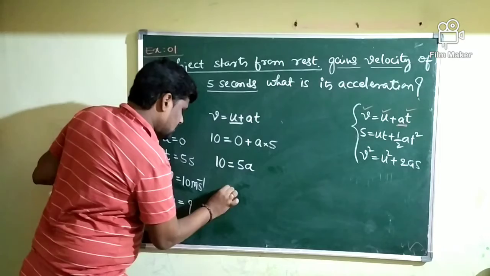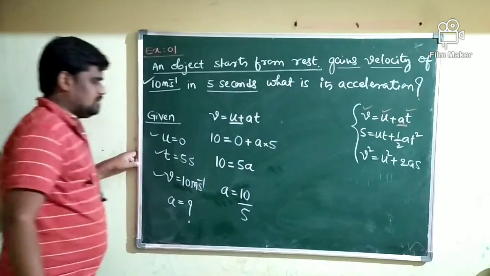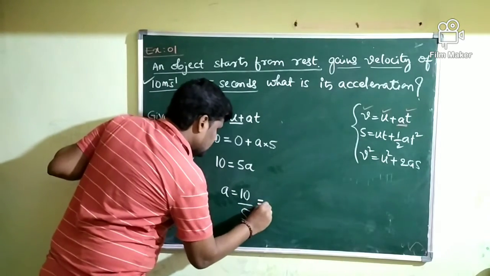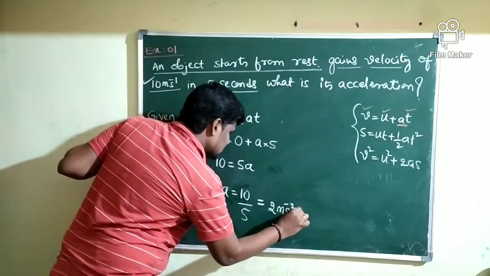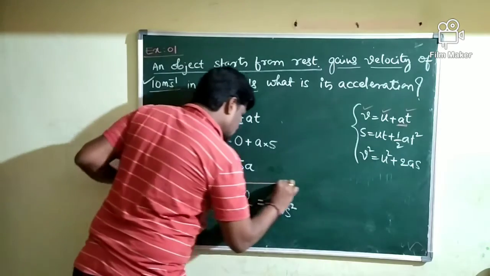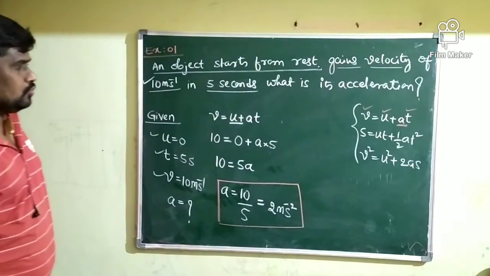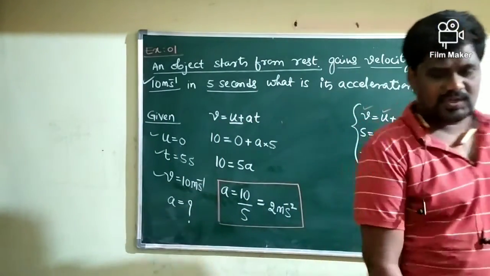Then what is a here? a is equal to 10 divided by 5. What is 10 divided by 5? 10 divided by 5 is 2 meter per second square. What is the value of acceleration here? The acceleration of the body is given by a is equal to 2 meter per second square. Okay?